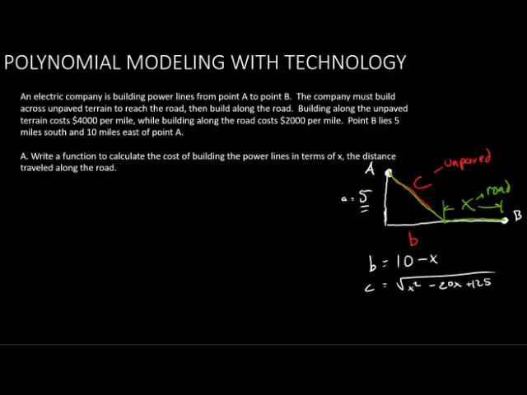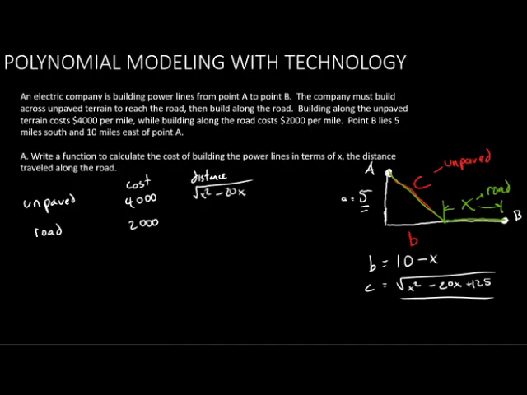On this new slide, let's write down our distances and then write down the costs. We're looking at both unpaved and paved road. The cost of building on the unpaved road was $4,000 per mile. The cost of building along the road was $2,000 per mile. And now our distance we'll have to write down too. Our distance for building along the unpaved road was this root function that we wrote previously: square root of x squared minus 20x plus 125. The distance we're paving along the road is just going to be x because that's this green line that is between this triangle and point B.